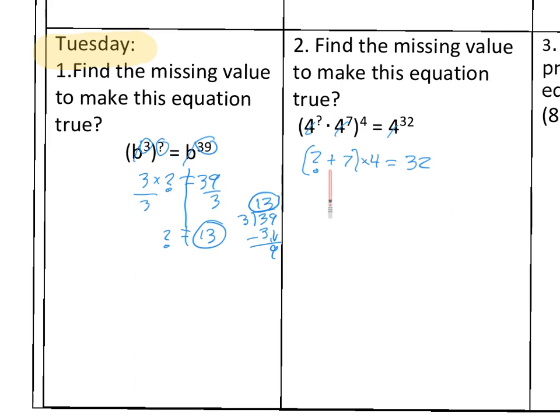All right, let's do it. Let's start with the opposite of times 4. So we're going to divide 4 from both sides. Now we have something plus 7 equals 32 divided by 4. Oh man, 32 divided by 4. Okay, so 4 times 1 is 4. So I'm going to count by 4: 4, 8, 12, 16, 20, 24.